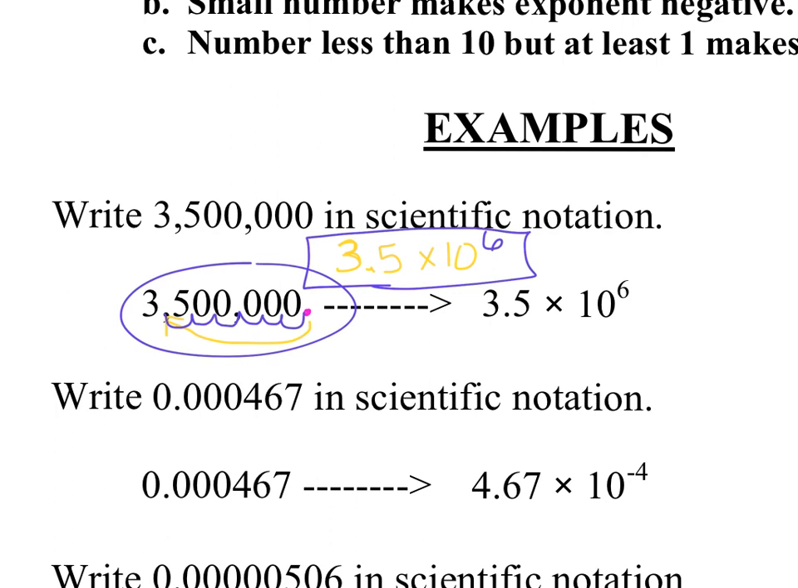Same thing on this other one. We found that decimal. We needed to move it behind that 4, so they did that. We now have 4.67 times 10. In order to figure out that exponent, they counted it to show 1, 2, 3, 4. So we put the 4. We recognize that this is less than 1, so we're going to go ahead and follow up with a negative sign.